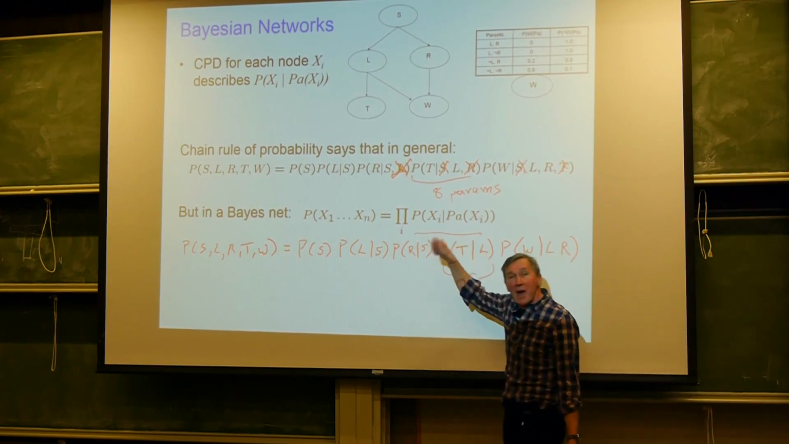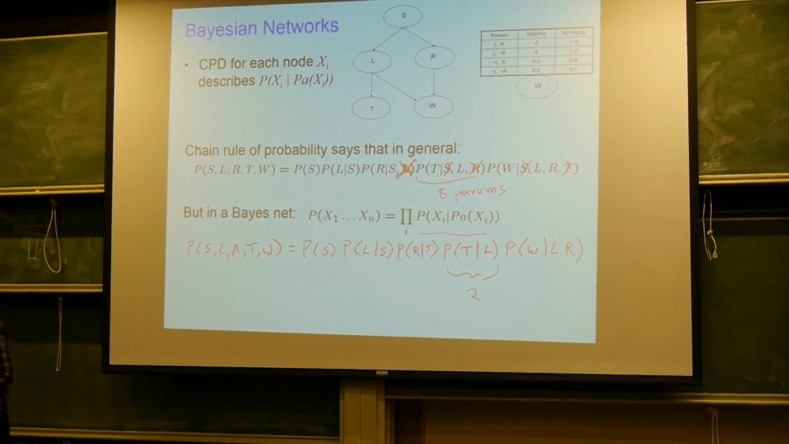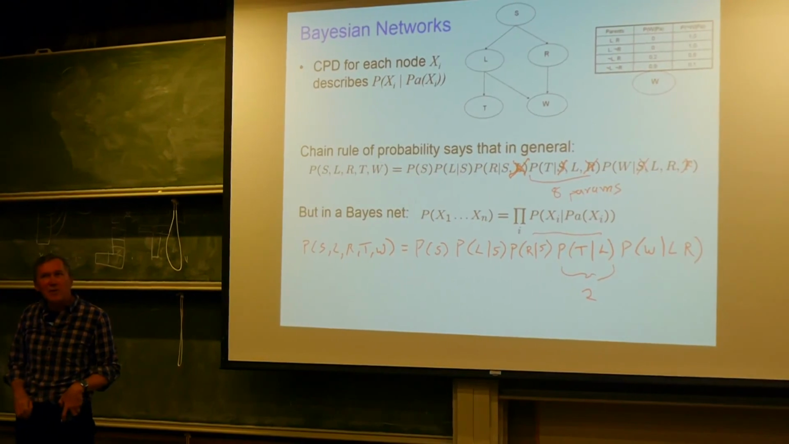Okay, next time we'll talk about how to do inference in these Bayes nets. Another good question to think about in the meantime is, what would a naive Bayes classifier look like if we drew it as a Bayes net?